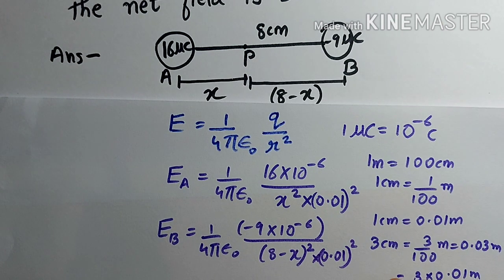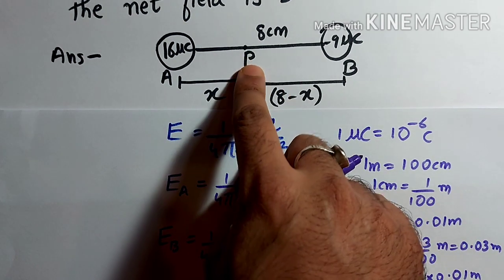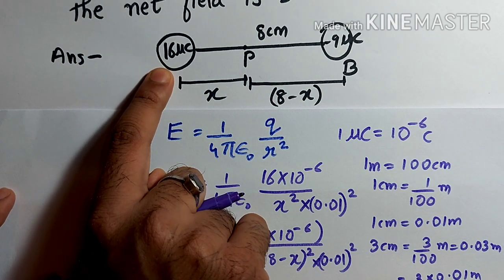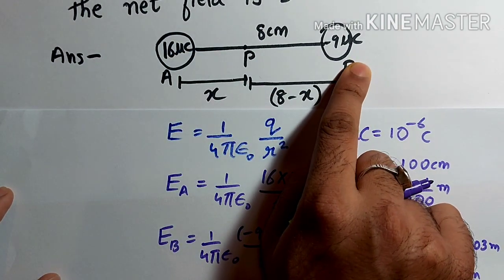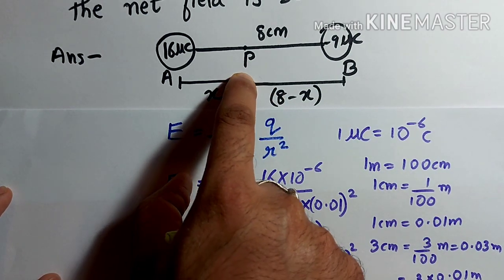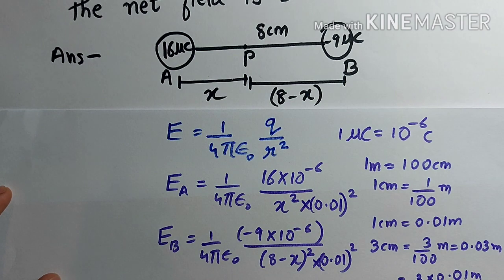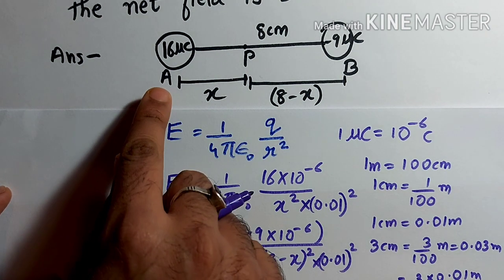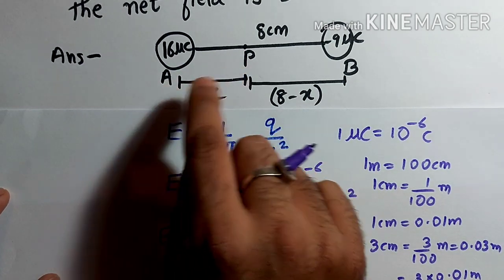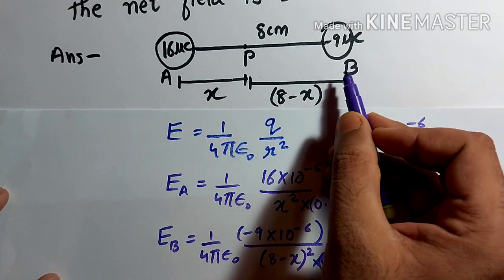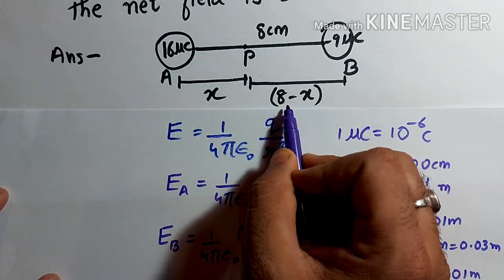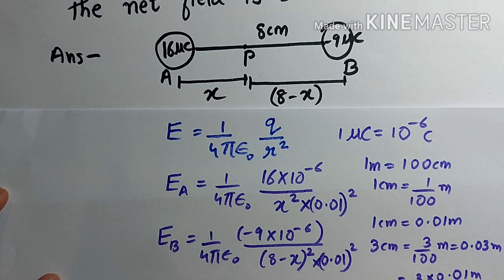Now, according to the question, the net electric field at point P is 0. That is, electric field due to charge at point A and charge at point B combine to form the net electric field at point P to be 0. And we need to find the value of x, or the position of point P from either of the charges. We can consider from B to P to be x and this to be 8 minus x, or this to be x and this to be 8 minus x. The answer will be same. Now see.